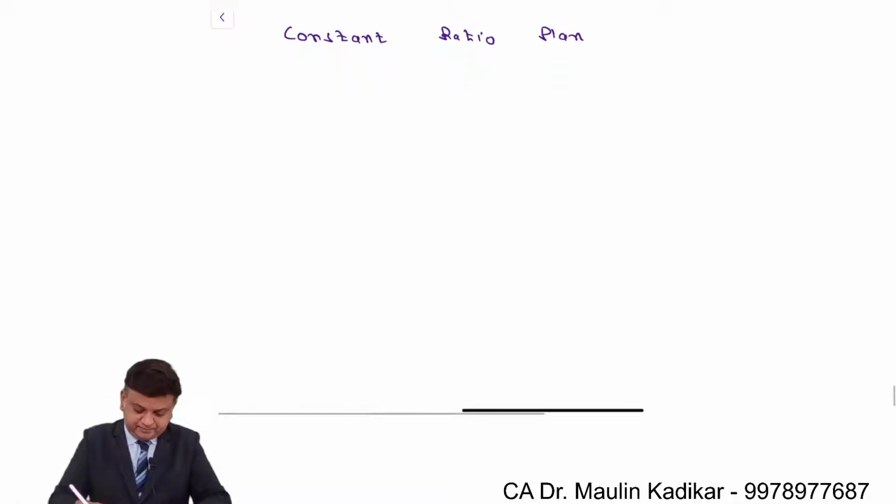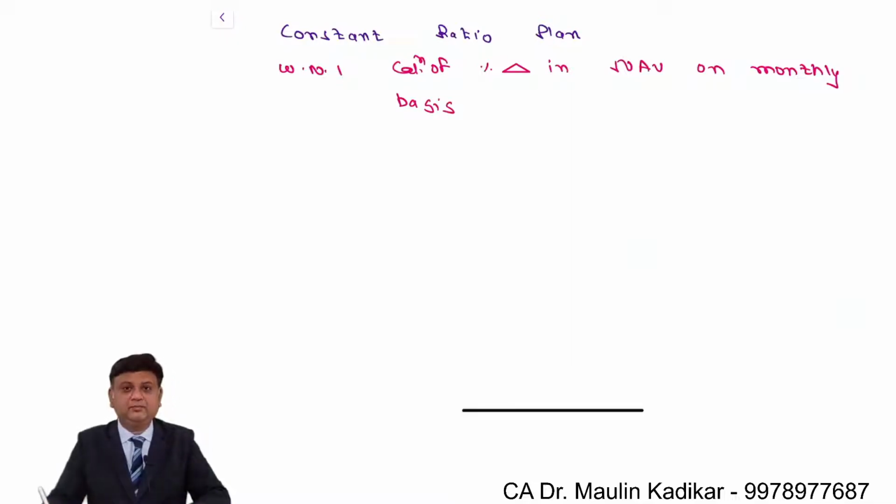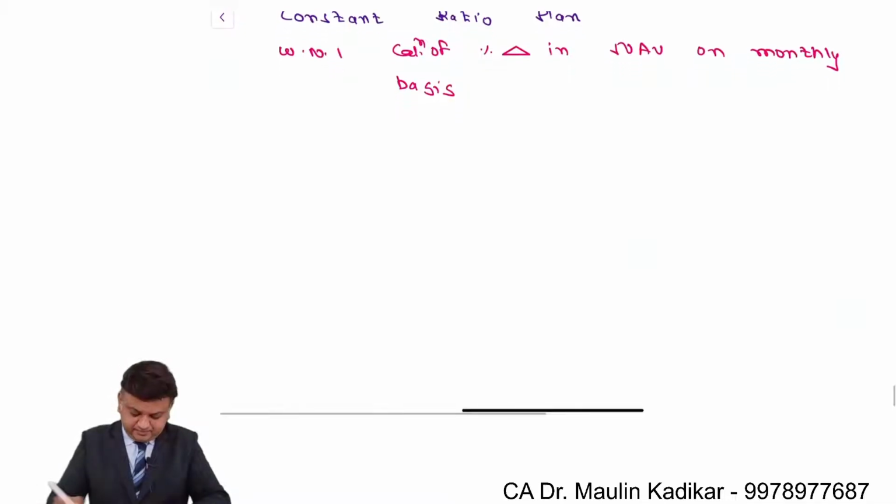In that, working note number 1: calculation of percentage change in net asset value on a monthly basis. That is the first working note that we are preparing. Why do we prepare it? I just explained to you in 5 minutes of time.